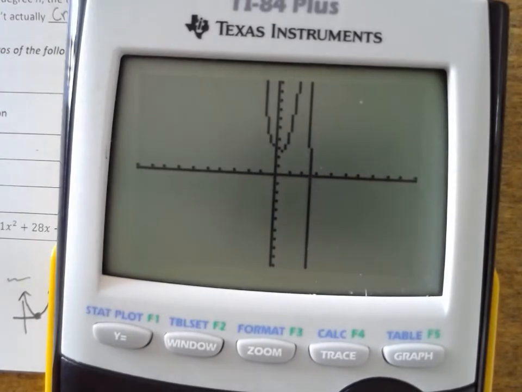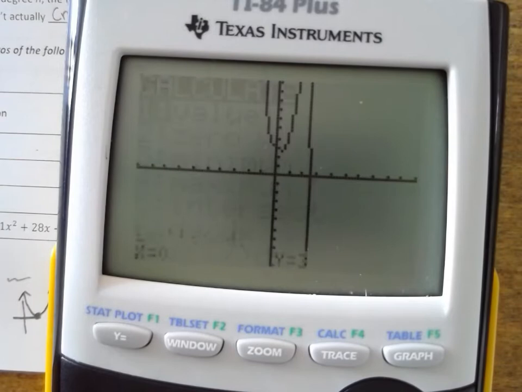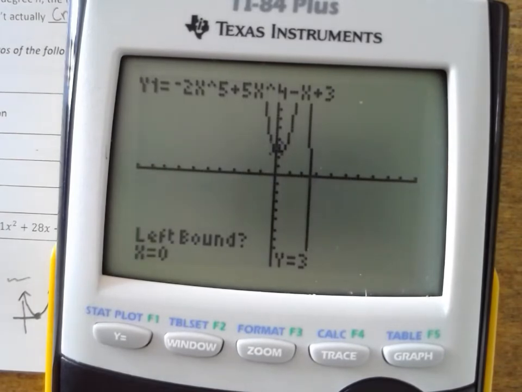Do you remember the functions on your calculator to find the exact zero? Second, trace 2. Good kids are going to write that down. Second, trace 2. The zeros. Second trace 2 is how you find the zeros.